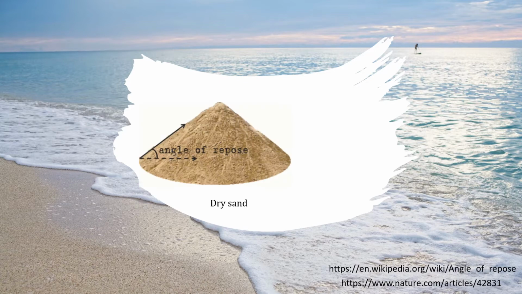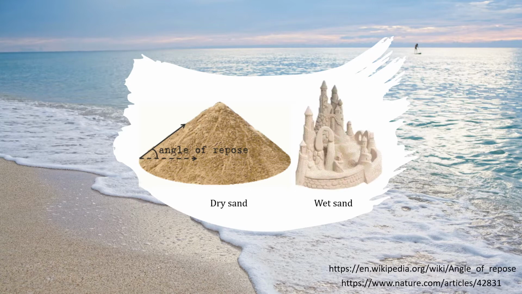Anybody who has been to the beach knows that dry sand and wet sand behave very differently. Dry sand can form piles that are only as steep as an angle called the angle of repose. However, wet sand can be used to build sharp-featured sand castles. The liquid in wet sand is definitely doing something that increases its mechanical stability.